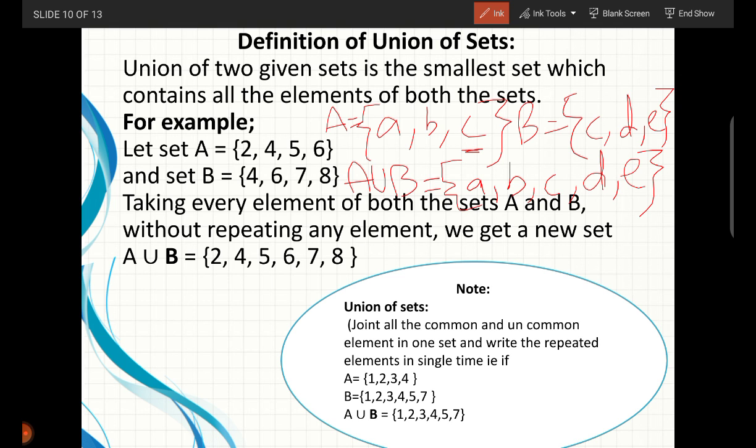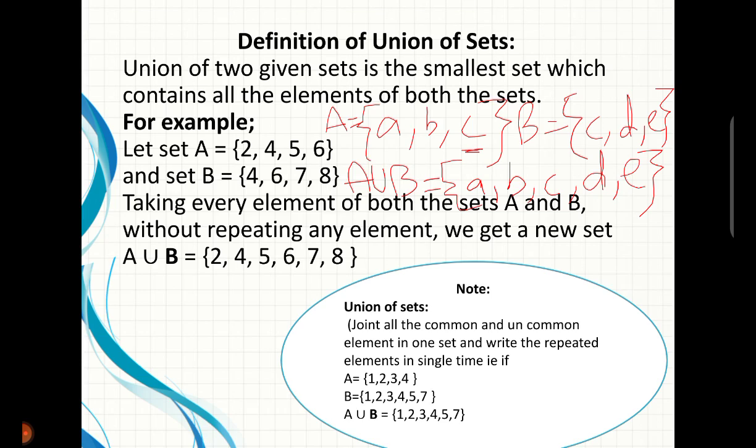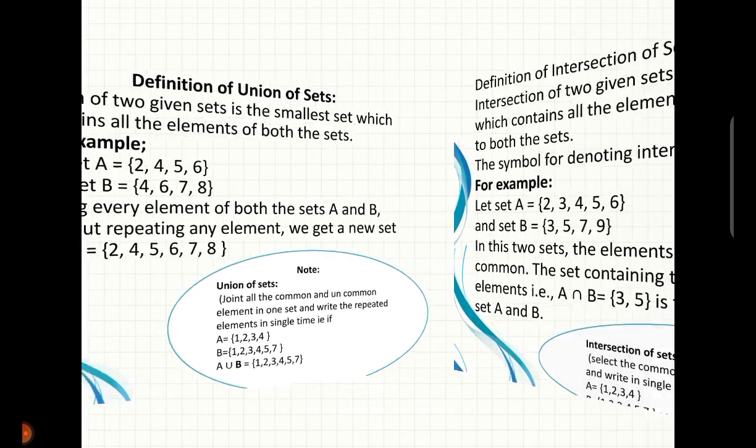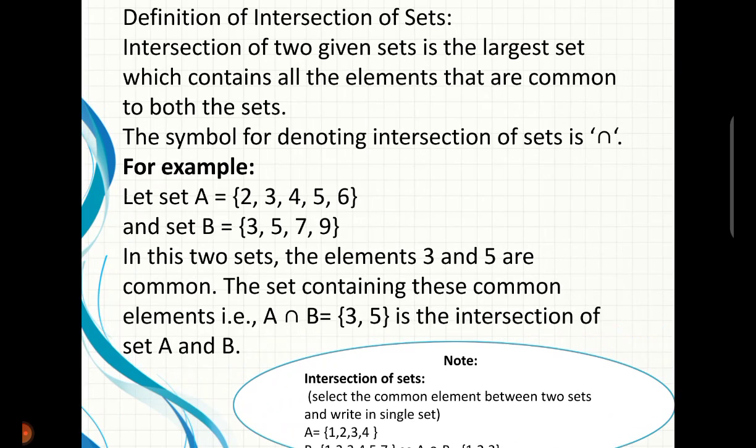Again, I am repeating: how will you find the union of two sets? You have to join all the common and uncommon elements of set A and set B, and if any element is repeating, you have to write it only one time, as you can see here. I am going to move on to the next objective, intersection of sets.